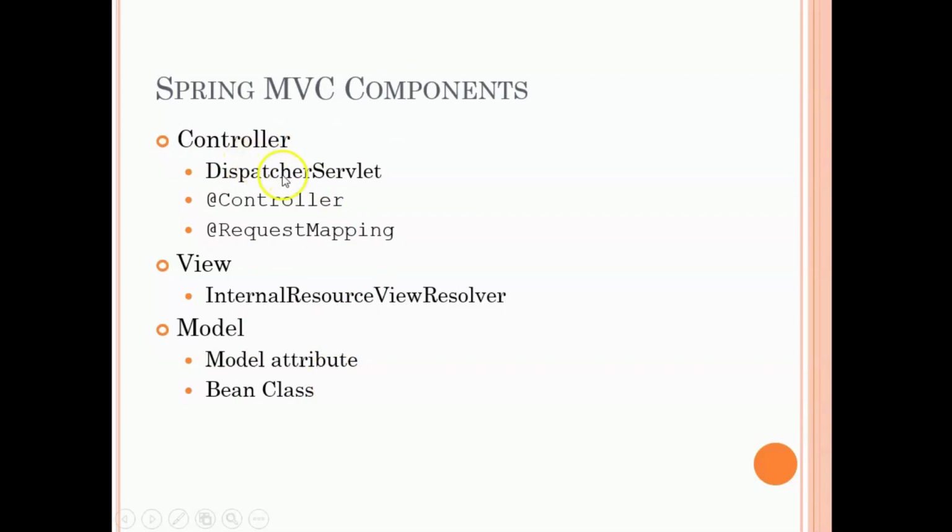So these were some important components of MVC like the dispatcher servlet, the controller annotation, the request mapping, the internal resource view resolver, the model attribute and the bean class. So today our focus is going to be on the first component that you see here, and that is the dispatcher servlet. We will understand what exactly a dispatcher servlet is, what role it plays, and why it is so important as a component when it comes to Spring MVC. So without further ado, let's get started.